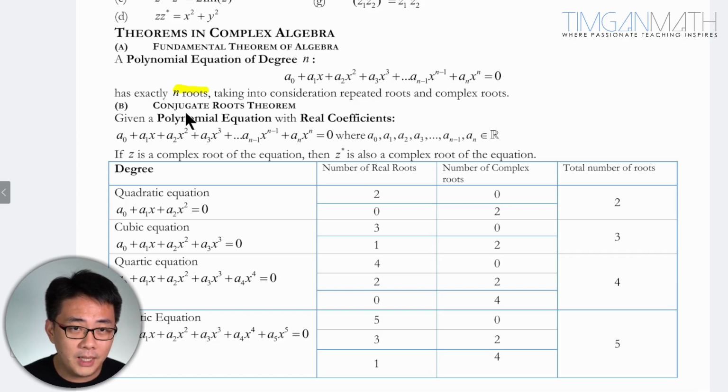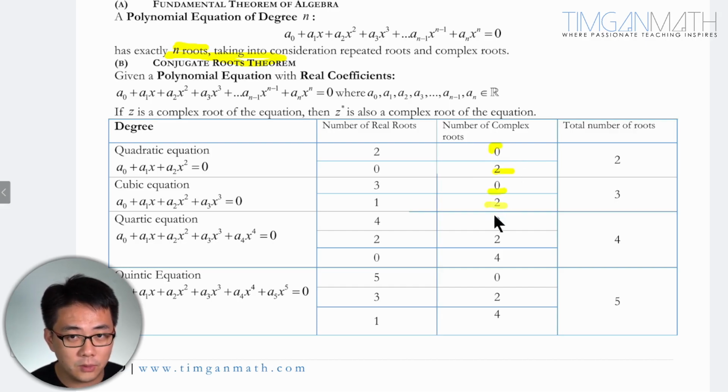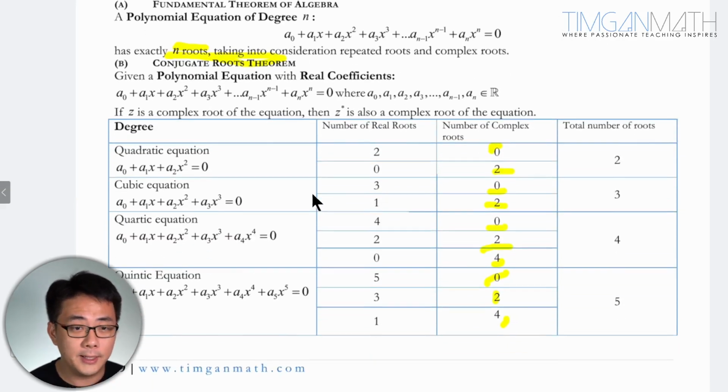Okay. But then you learn the conjugate roots theorem. Conjugate roots theorem says that if all the coefficients are real, the complex roots will exist in pairs. So you combine these two logics together.